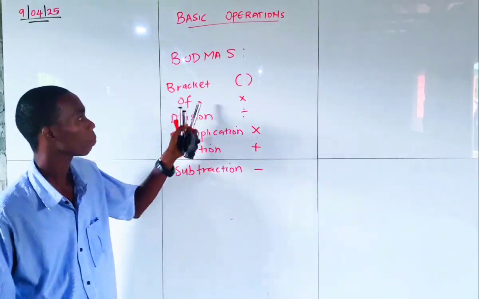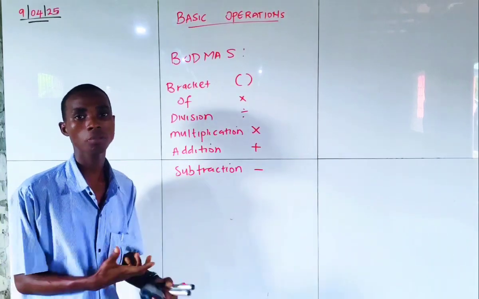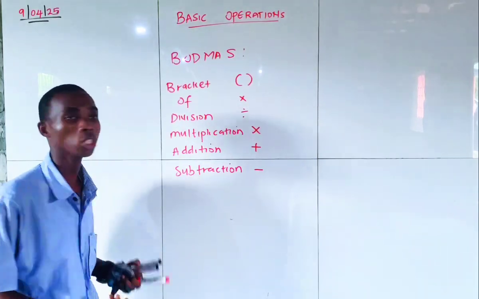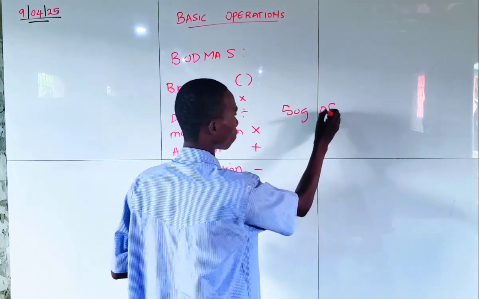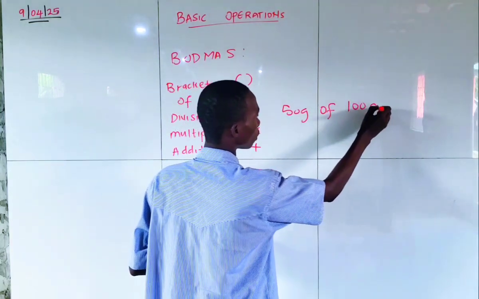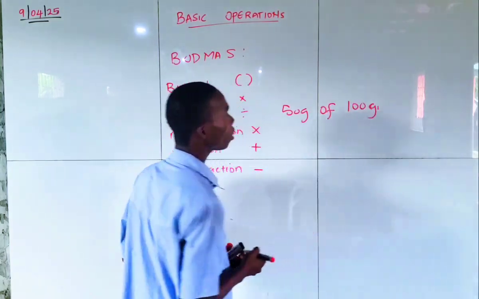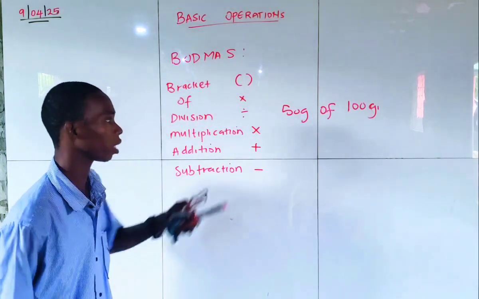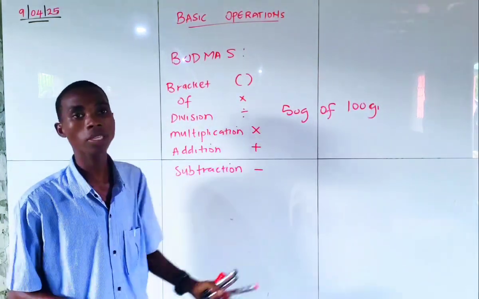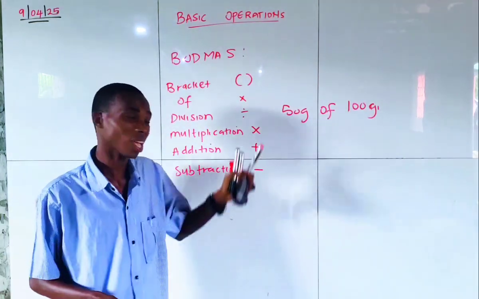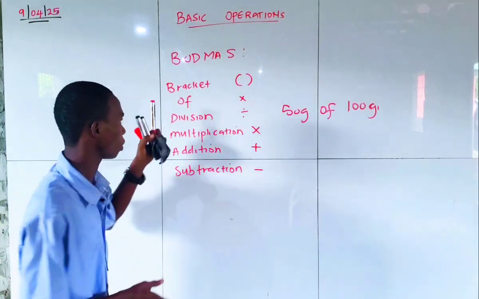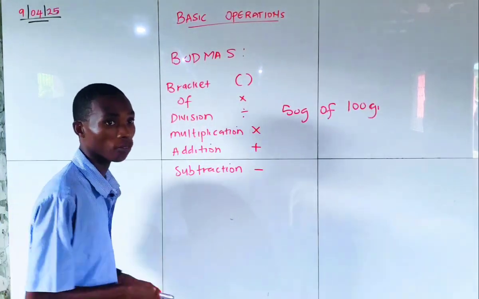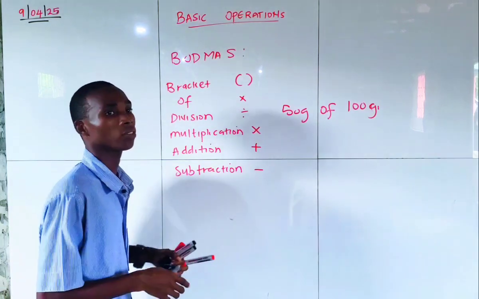Then when we talk about of, of still means times, because in an equation they will say 50 grams of 100 grams. Now if they are giving you 50 grams of 100 grams, that means of there now means they are asking you to times 50 grams to 100 grams. So of means it's still the same thing as times. So anywhere you see of in any equation, they are asking you to times.